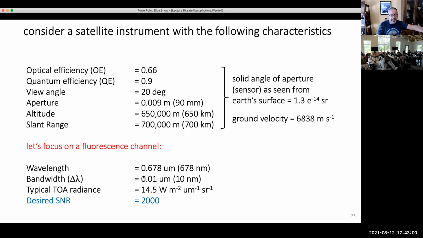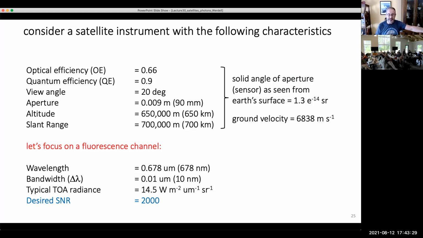We're going to focus on a fluorescence channel, so 678 nanometers, and have it be 10 nanometers wide. A typical radiance at the top of the atmosphere before atmospheric correction is listed here, 14.5 watts per square meter per micron per steradian. And what we want for the PACE mission, which really needs good fluorescence bands, is a signal to noise ratio of roughly 2000. So that's our benchmark, fluorescence in a red band at 2000.